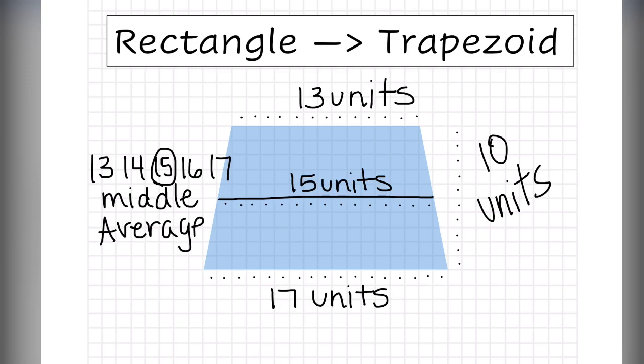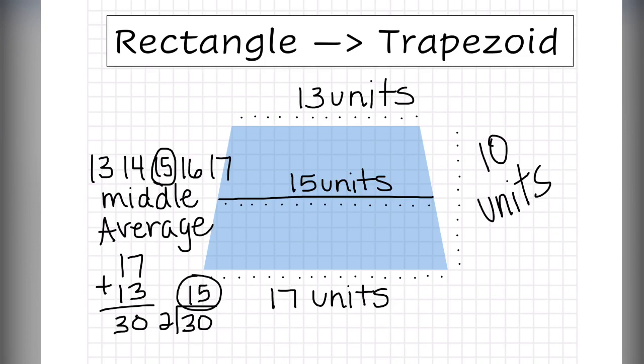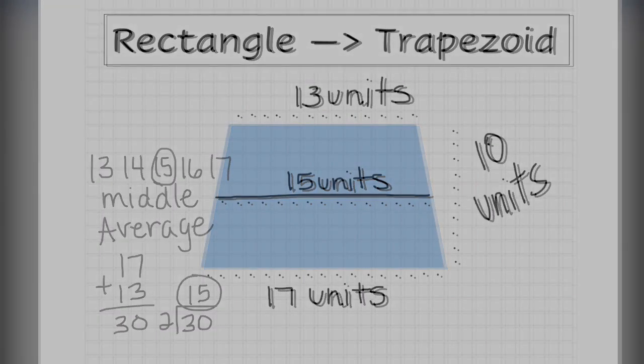So another way to do this is to find the average of the two numbers. If I take 13 and 17 and add it together, I get a total of 30. Well, 30 is too big, but we can cut that in half and find that the middle, or the average, is 15. So the average of my two bases of 13 and 17 is 15 units.